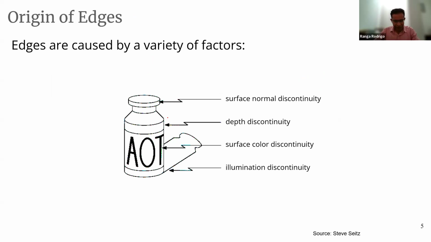They give rise to edges due to depth discontinuities. You can see this is the foreground, and beyond that is the background from here. And here you can see the surface normal discontinuity. That means the perpendiculars to this surface change in sign there. And then here you can see a surface color discontinuity. Here it is an illumination discontinuity. So due to these reasons, you can see edges.